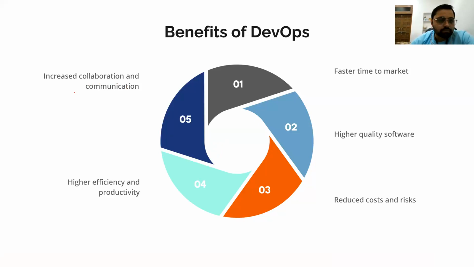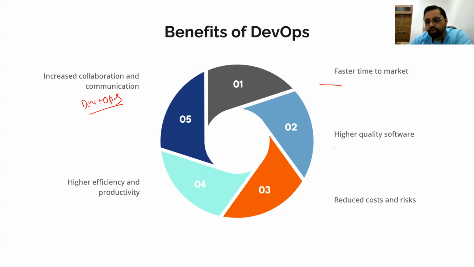So as I said, increased collaboration and communication. There are two kinds of teams, the development team and the operation team, and we increase the collaboration and communication between the teams. And faster to market: with DevOps, we usually release our application within a week, continuously deploying after updating any feature. So we can deliver that application to the market, which is very fast compared to Agile or the earlier methods that we used to have.